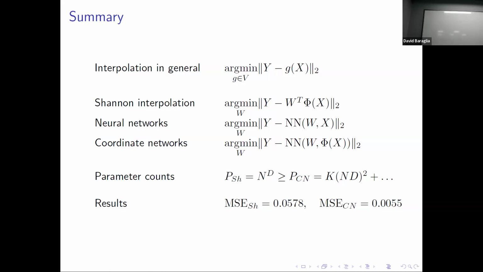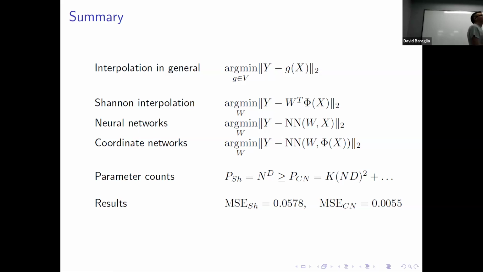interpolation in some ways. In terms of total number of parameters, coordinate networks require less parameters, usually, in many cases at least. And we've got the experimental result that a coordinate network can do an order of magnitude better than Shannon interpolation, at least for interpolating on this particular image.